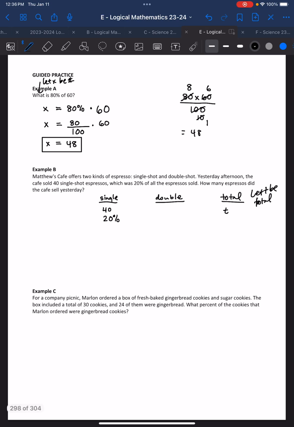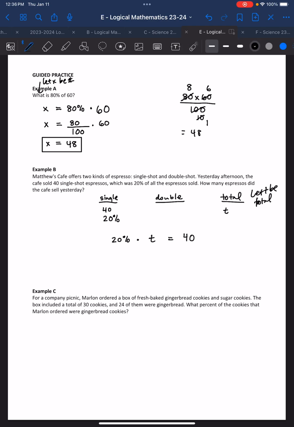So I have to write an equation that's in the form of some percent times the total equals some part. Okay? So I have 20% of the total, T, equals 40. So this expression right here, 20% of the total, will give me an expression for how many single shot espressos there were, and 40 also gives me the number of single shot espressos. So therefore, both of these expressions are talking about the exact same thing. Therefore, they are equal to each other.